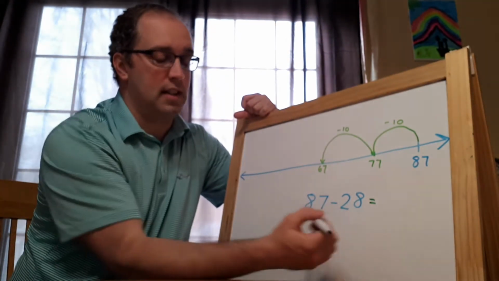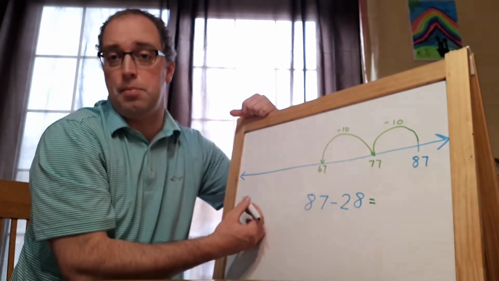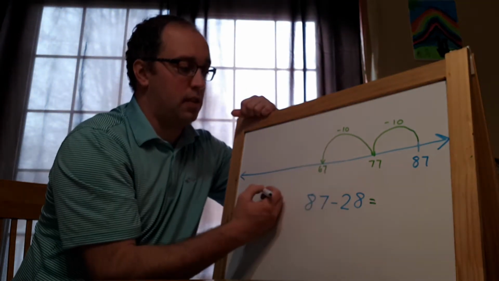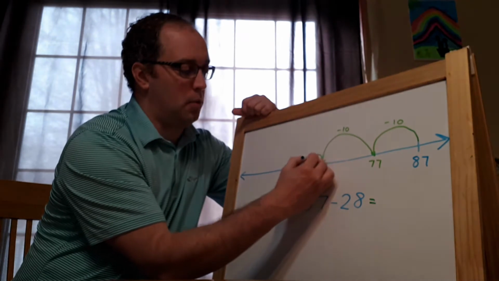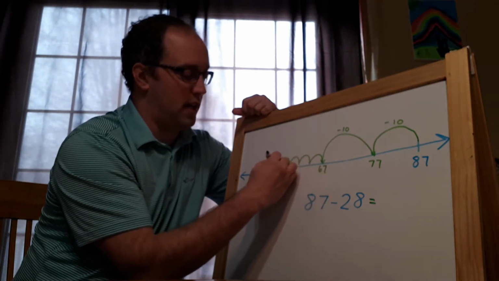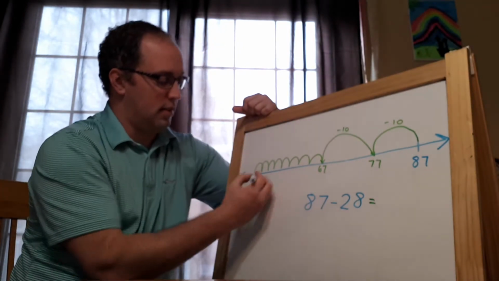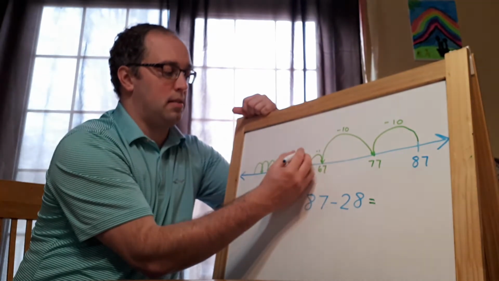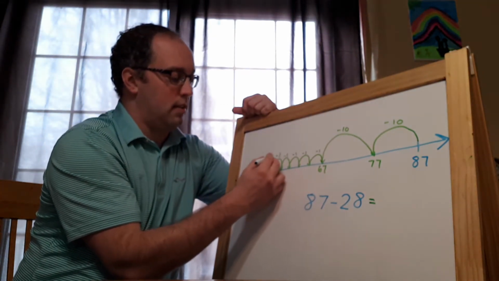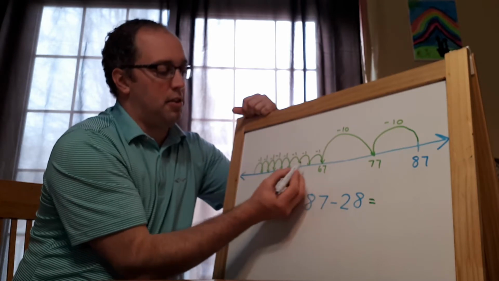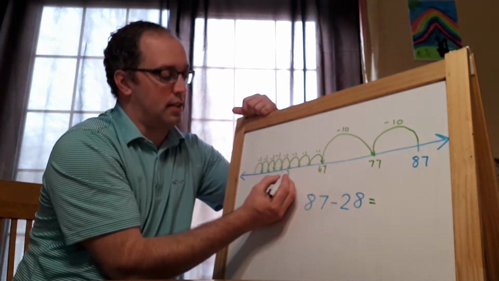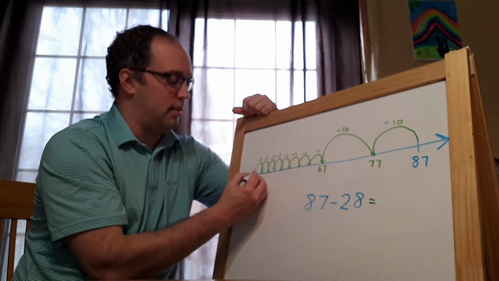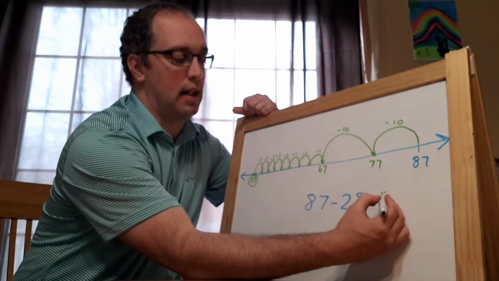Now I have to subtract my 8. And I can do that in jumps of 1 or jumps of 2 or however I want to. So for this one, I'll show you jumps of 1. So 1, 2, 3, 4, 5, 6, 7, 8. Each one is subtract 1. So minus 1, 8 times, and that would have been 66, 65, 64, 63, 62, 61, 60, 59. My answer is 59.